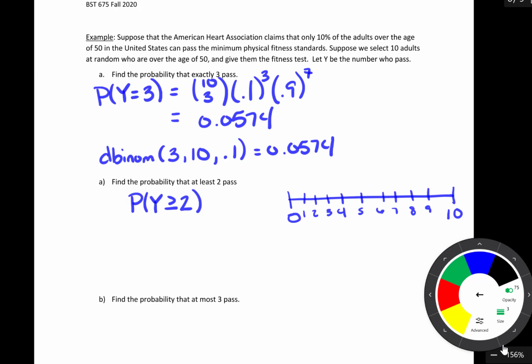If we're interested in the probability that Y is greater than or equal to 2, notice that would encompass all of these numbers. So the complement would be Y less than or equal to 1. So in this case, it's actually easier to calculate the complement, so we know that this is equal to 1 minus the probability of the complement. Now, anytime that we've got the random variable less than or equal to some number, we call this a cumulative probability.